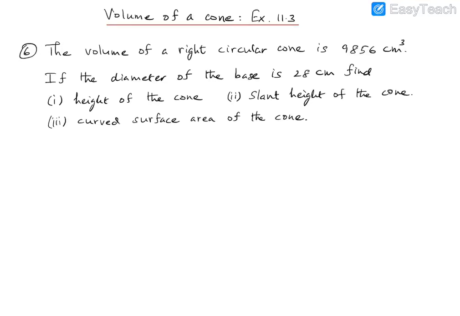We will now be solving the last four questions from exercise 11.3 on the chapter of volume of a cone. The first of them is question number 6. We are given that the volume of a right circular cone is 9856 centimeter cube. If the diameter of the base is 28 centimeters, find the height of the cone, the slant height of the cone, and the curved surface area of the cone.